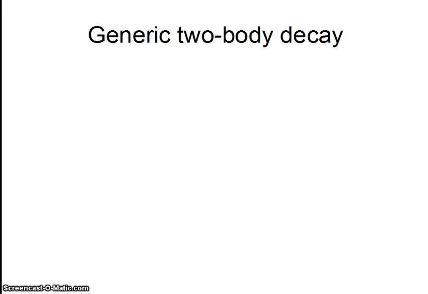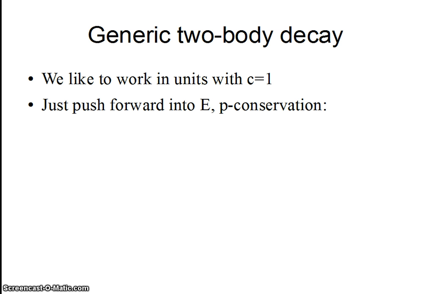So my generic two-body decay, and I've said this before in this class, and I think you may have run into it in modern physics. We like to work in units with c equals 1. So I'm going to do that throughout. And in fact, it will get me doing things like using beta and u for velocity interchangeably almost. Because if c is 1, then u over c, which is beta, is just the same value as u. So we're going to jump right into energy and momentum conservation.